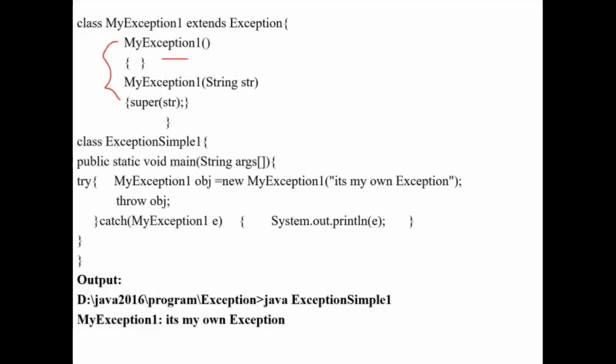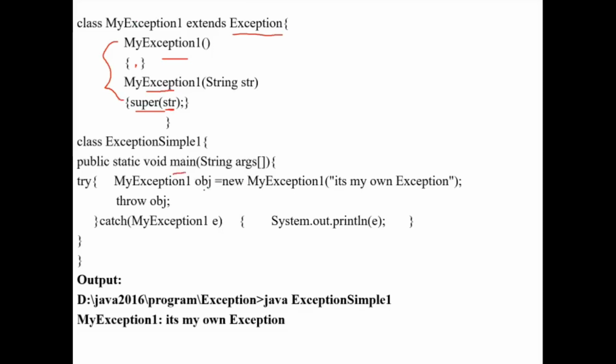One is without argument. So this will call the base class no-argument constructor. Who is the base class? My exception. And from here I'm explicitly calling the base class one-argument constructor, and that one argument is also string type. So here I have defined two constructors. You leave it. Now come to the main function.